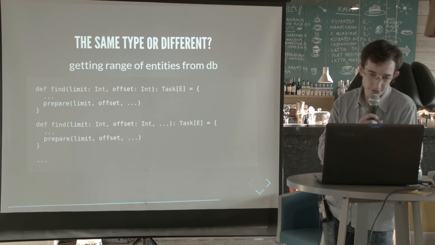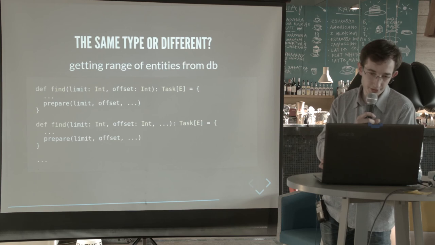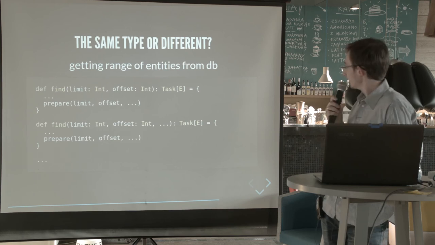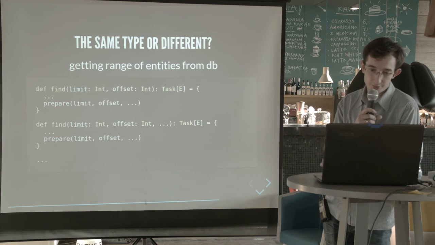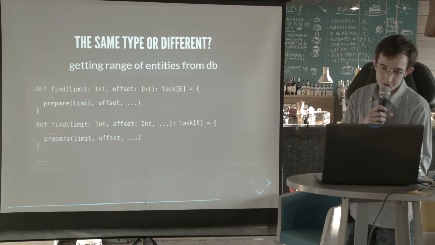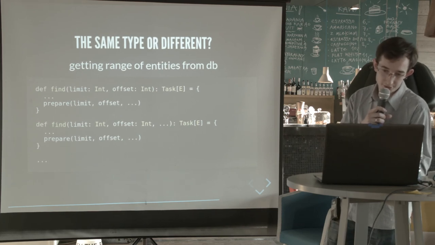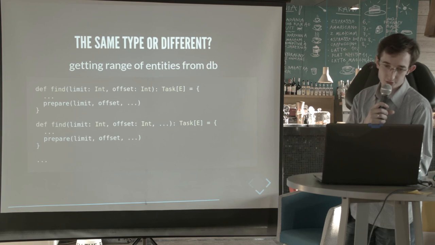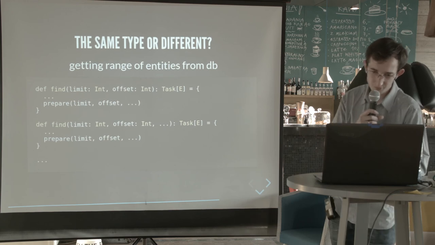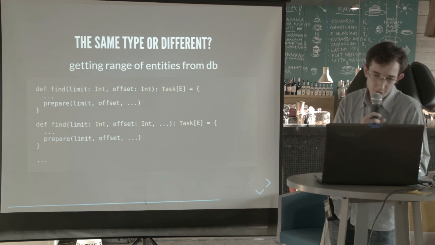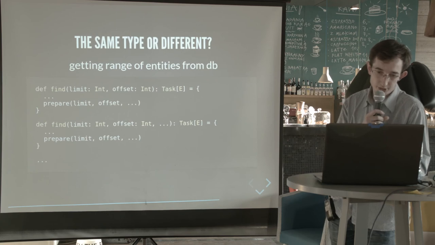For simplicity, let's assume that there are methods for getting users from a database, as you can see on the slide. All of them have limit and offset parameters. The other parameters are different. For simplicity, let's assume that there are just two methods. And these methods call another method which also has limit and offset parameters. There may be more places in our code base where limit and offset are used.